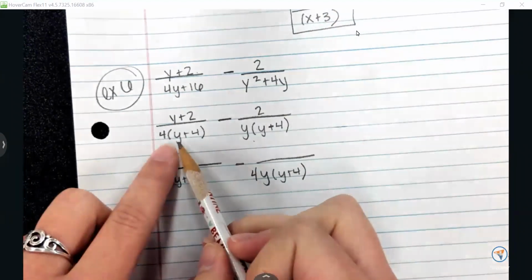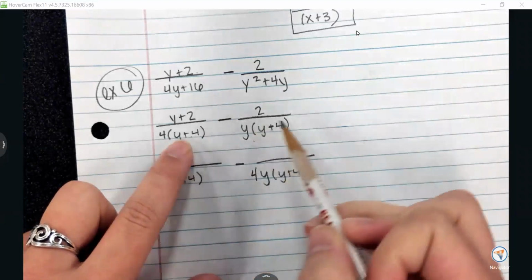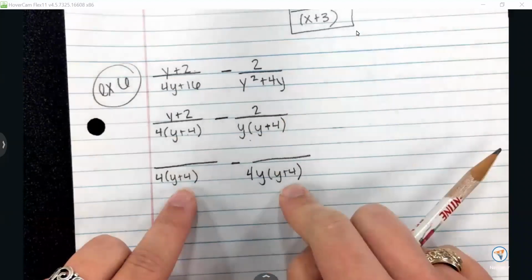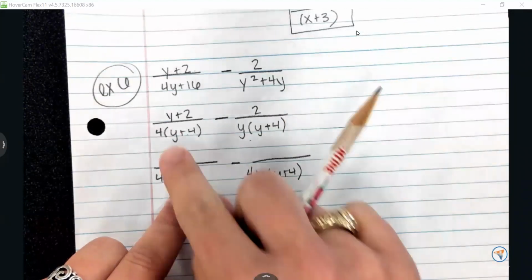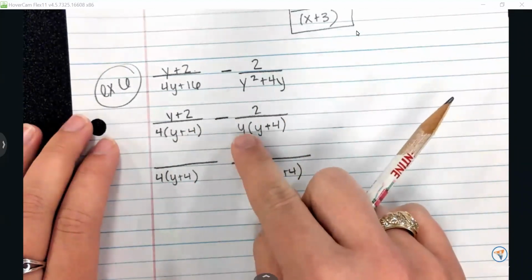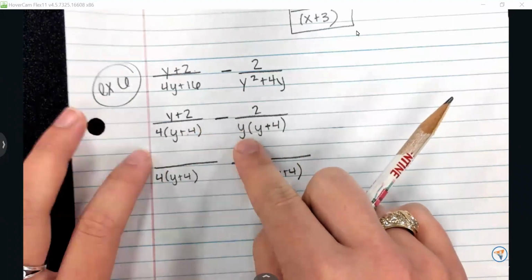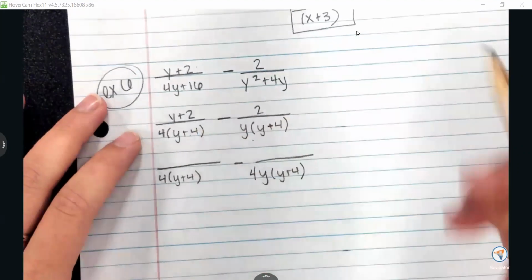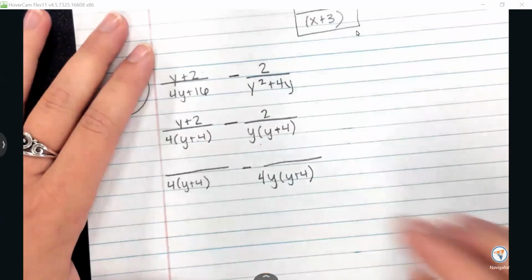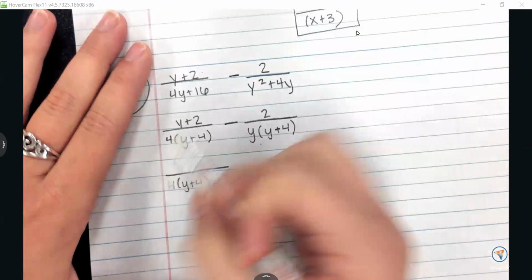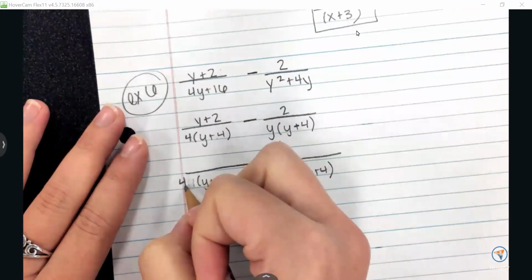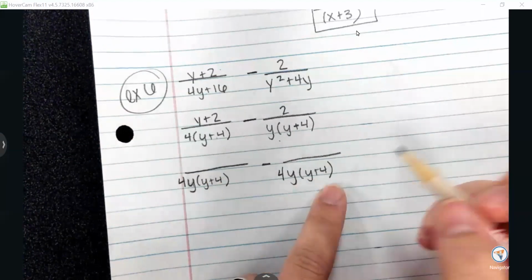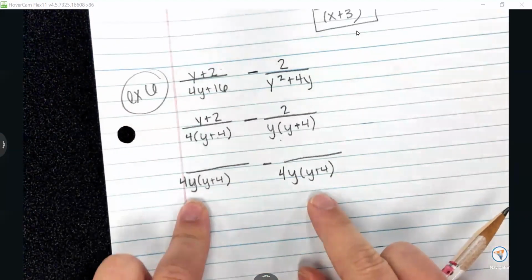My left denominator has a y plus 4. Does the right denominator have a y plus 4? Okay, so that part's good. They both have it, right? So now let's check the right side. The right side has a y. Does the left side have a y? So I have to add it. So it is going to also have a y. I'm going to erase this so I can make it look pretty. So 4y, y plus 4. So now are they the same?